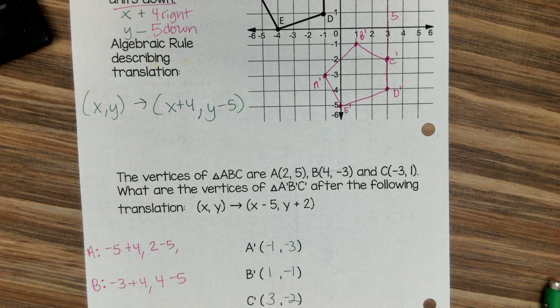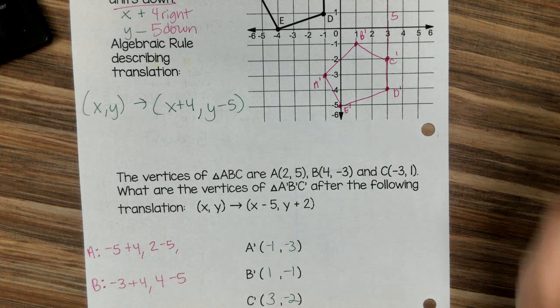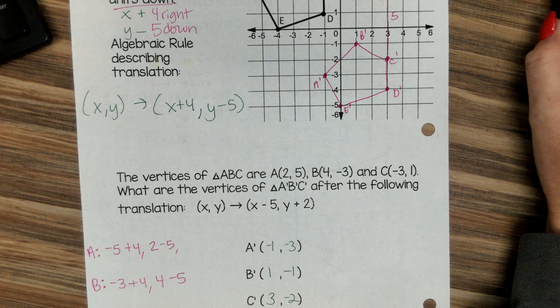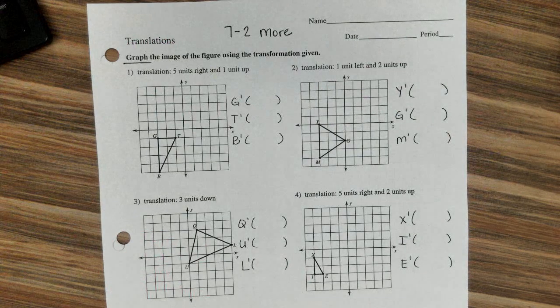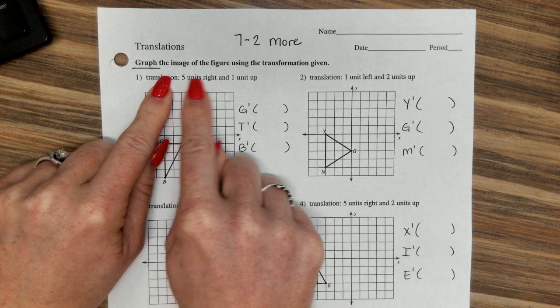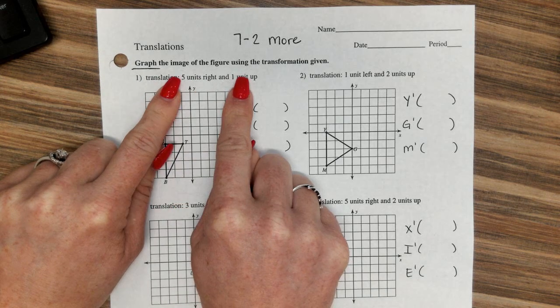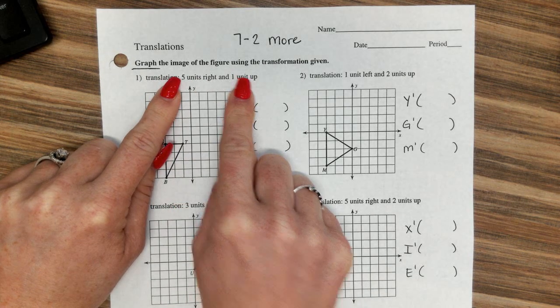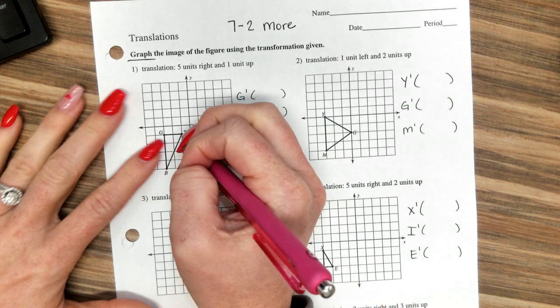I'll show you exactly what it's wanting you to do, and then you can get started. All right, on the front of the paper, you have 2 jobs. The first job, you have to draw the new picture. So this is the original. What does it want you to do? 5 right and 1 up. So you have to take every single point.